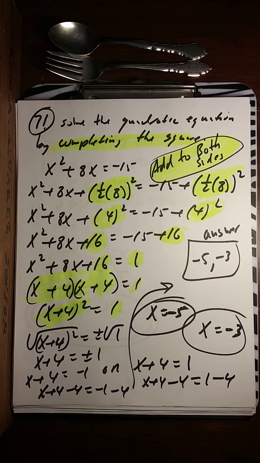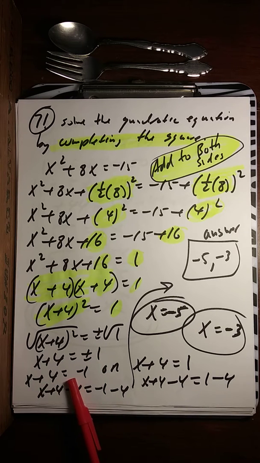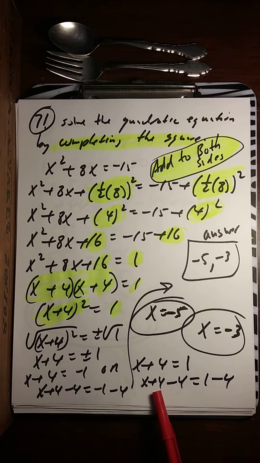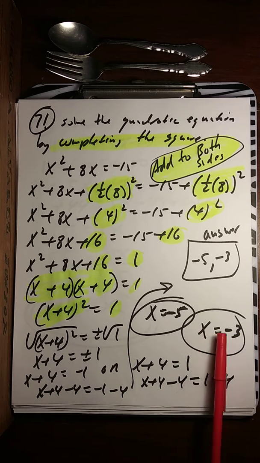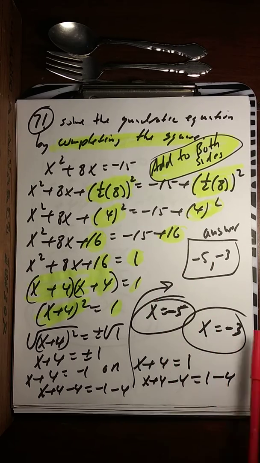Now once you get to this place here, we can take the square root of both sides. So x plus 4 equals plus or minus 1. x plus 4 equals -1, or x plus 4 equals 1. So minus 4 minus 4, x is -5, or minus 4 minus 4, x equals -3. So -5, -3. Two answers.